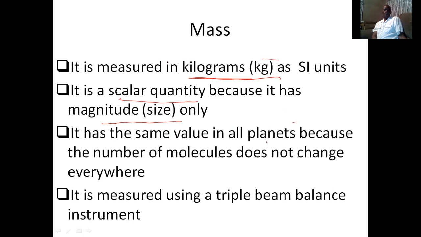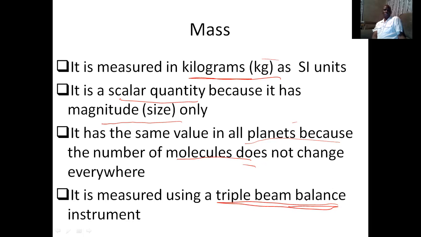It's also important to note that mass remains the same on all the planets, because whether an object is taken to a different planet, the molecules contained in that object will be the same. And mass is measured using an instrument known as a triple beam balance. I think this is very important because we need to know which instrument we can use to measure mass.